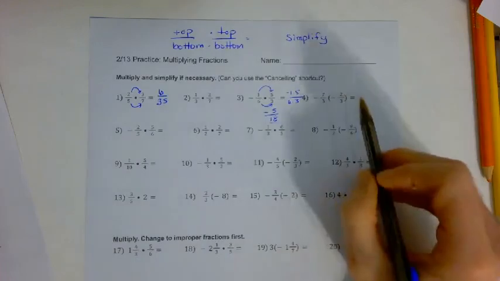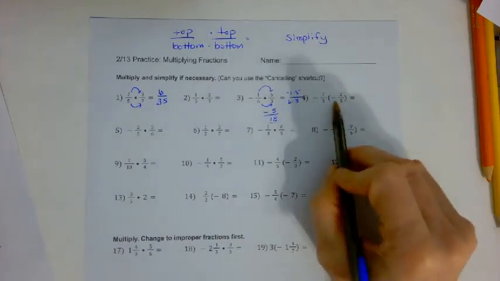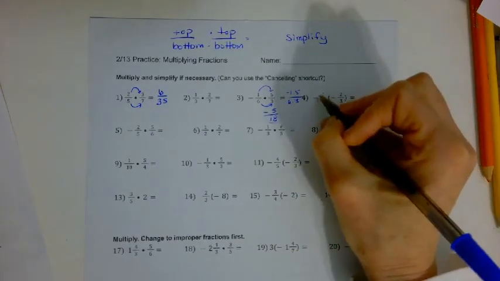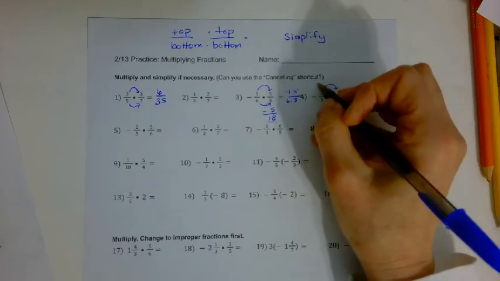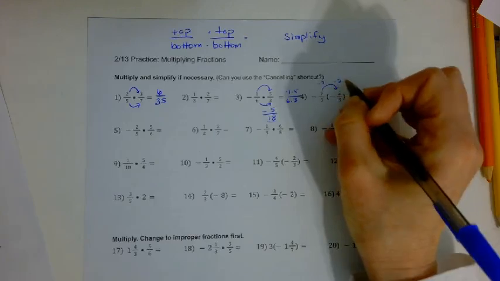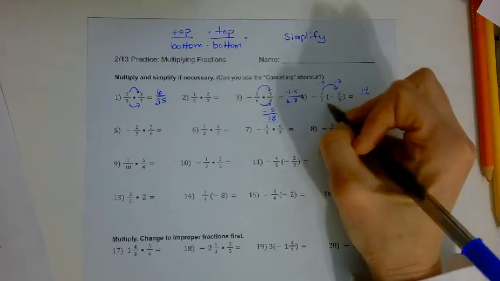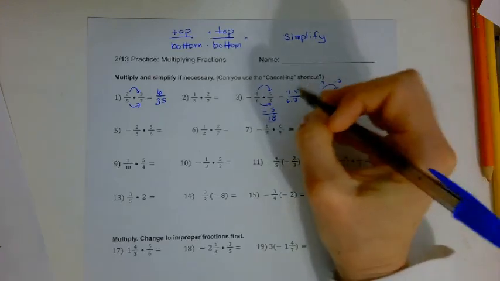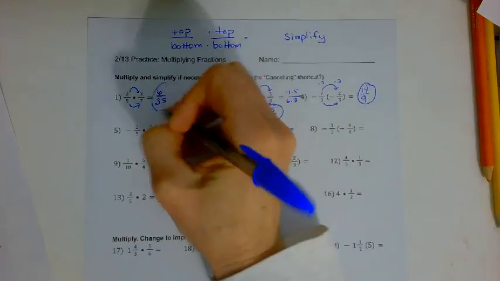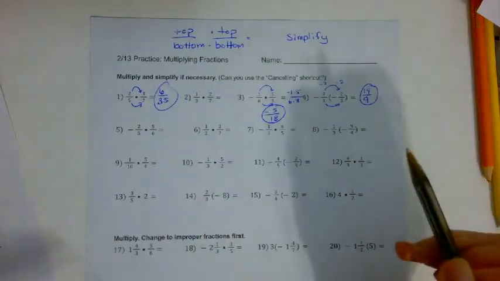Number 6, we have 2 negatives being multiplied together. So I'm going to put it to the top, -7 times -2. That's going to be 14. And then the bottom is 3 times 3, and that's 9. Circle my answers. Okay, top times the top, bottom times the bottom.